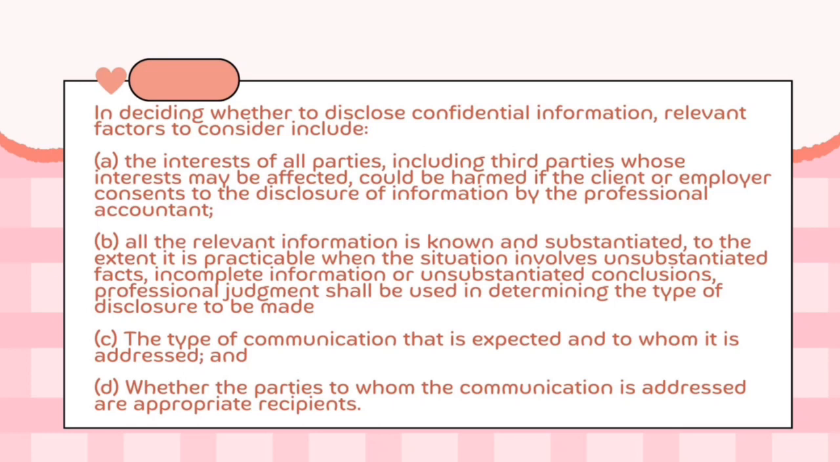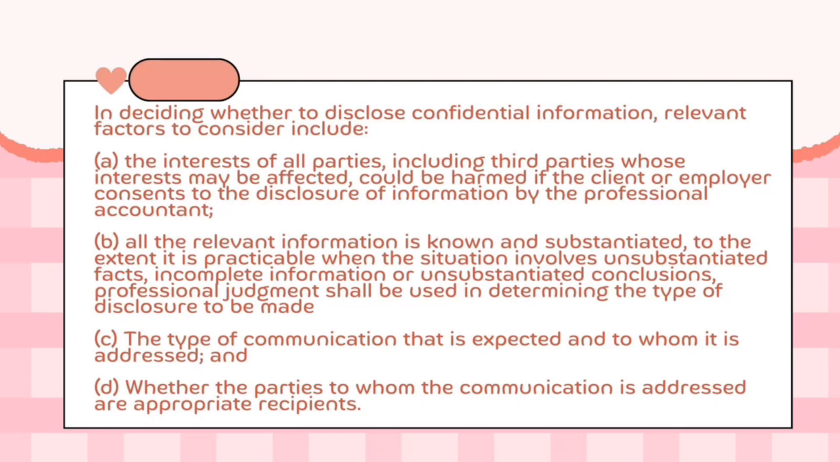In deciding whether to disclose confidential information, relevant factors to consider include: A. The interests of all parties, including third parties whose interests may be affected, could be harmed if the client or employer consents to the disclosure of information by the professional accountant. B. All the relevant information is known and substantiated to the extent it is practicable, when the situation involves unsubstantiated facts, incomplete information or unsubstantiated conclusions.